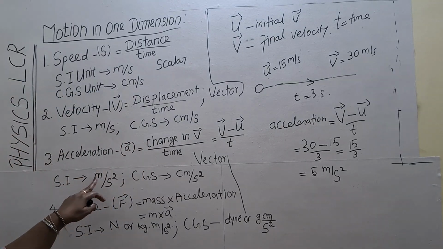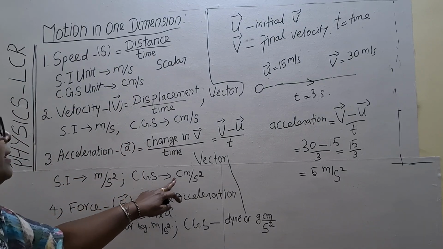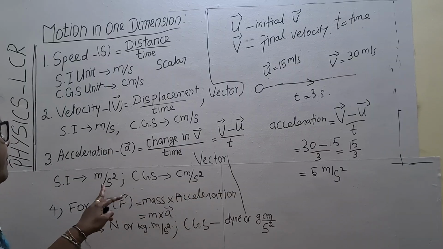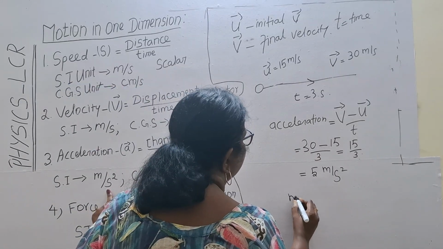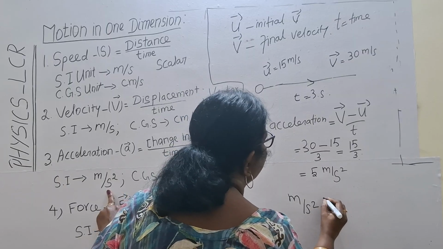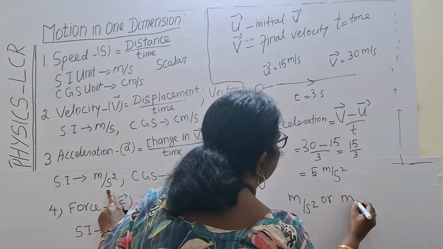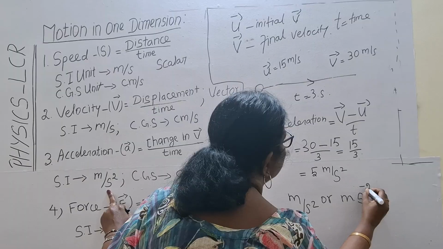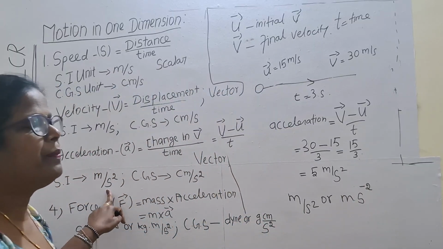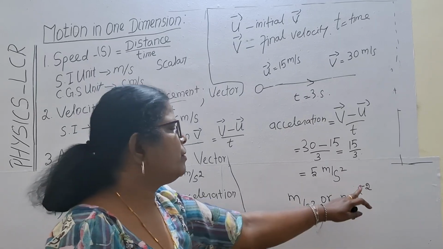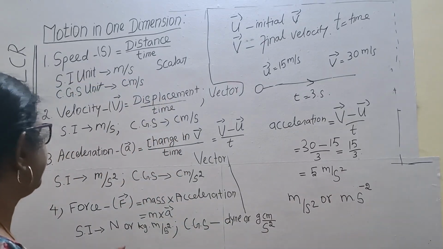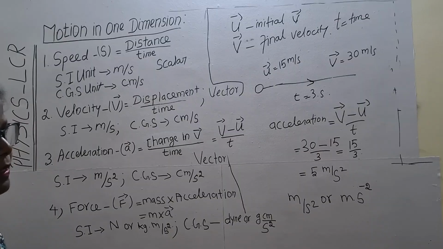Acceleration SI unit is meter per second squared, C.G.S unit is centimeter per second squared. You have to learn all the units, SI unit and C.G.S unit. So you can write meter per second squared like this, meter S power minus 2, also we can write. You people know about indices, you studied. So this is about acceleration.